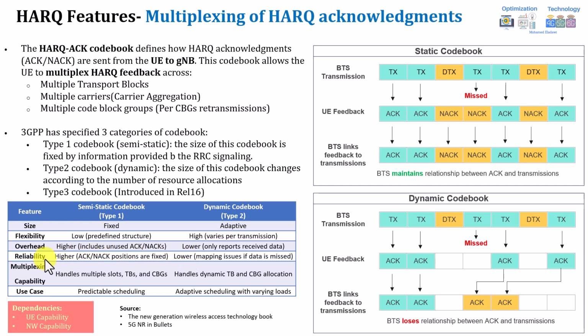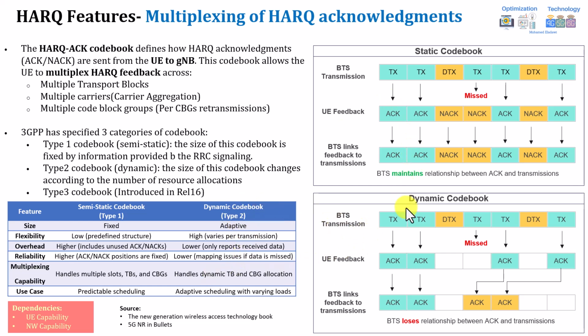Okay, this one has high reliability for sure, because it sends feedback for each and every single slot, despite there being data or not. This one has a lower reliability, however, this can be fixed, as I will explain in the next slide and so on. So the multiplexing capability, you can see, is close to each other. However, dynamic is also still better. So these are the main differences between both of them.